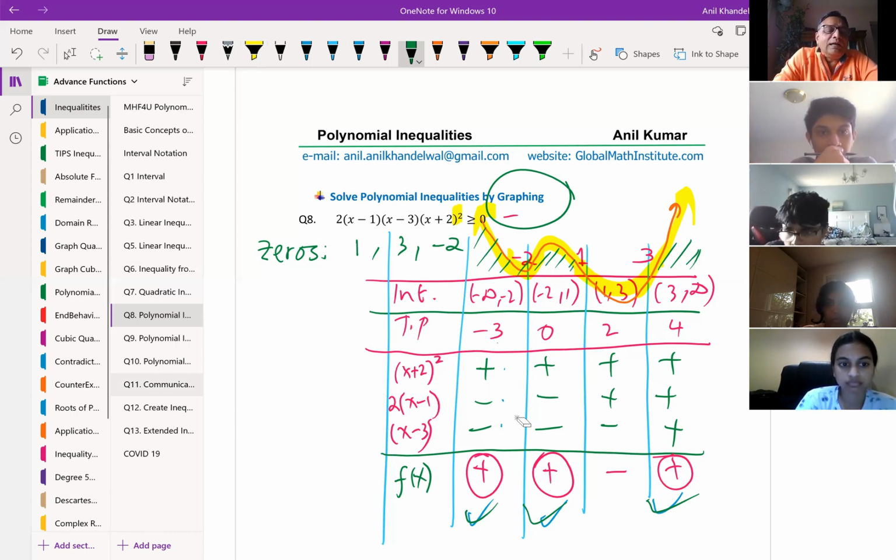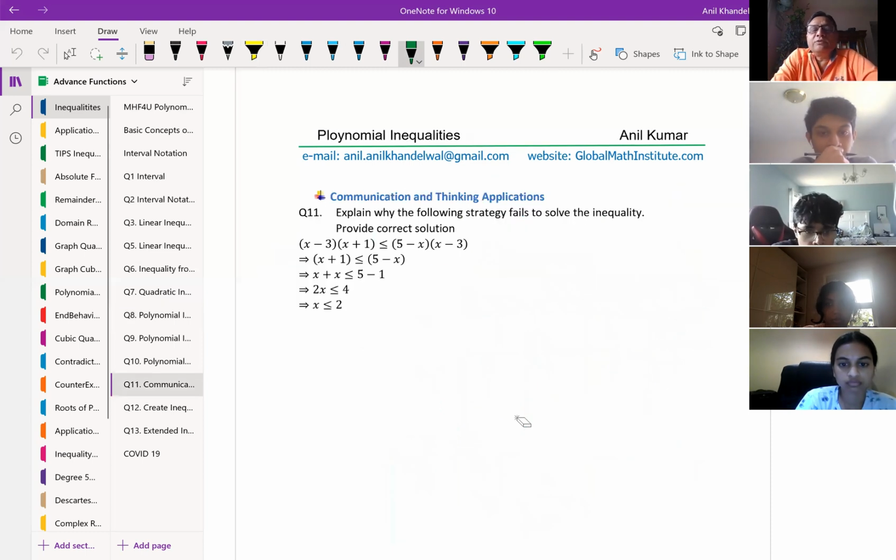Okay. I'll take up a communication question based on inequalities. Question number 11. Hamza, can you please read the question? Explain why the following strategy fails to solve the inequality. Provide correct solution. Go through this strategy. Tell me what is the mistake here.